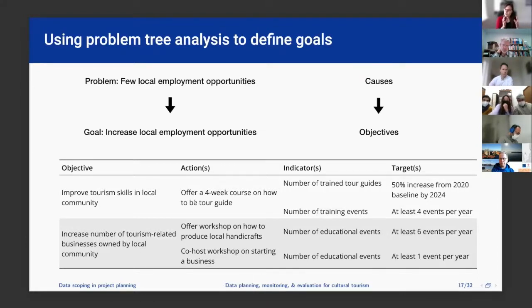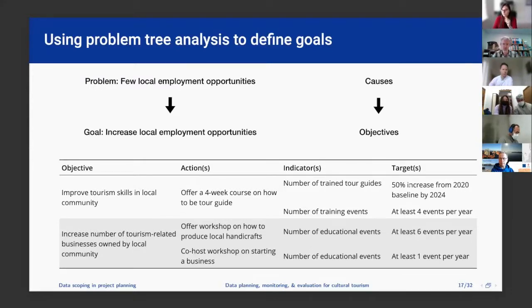So now we have very specific, well-defined actions. Let's turn them into indicators. Well, if we're talking about courses, for example, our course on how to be a tour guide, how can we measure whether that's been successful? Well, we can have the number of training events that we offer per year, and then maybe also the number of trained tour guides.